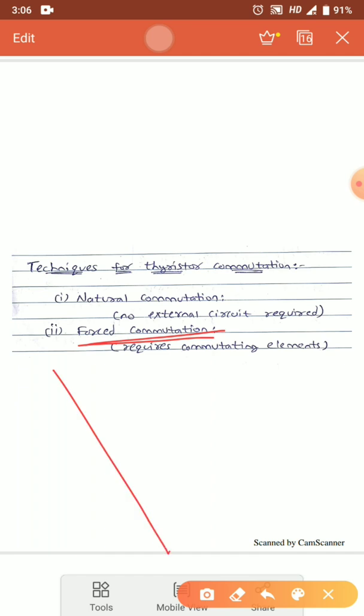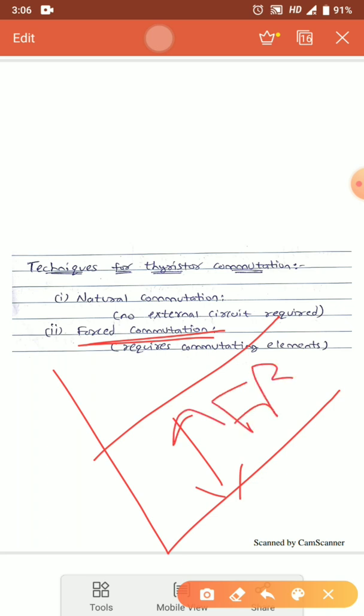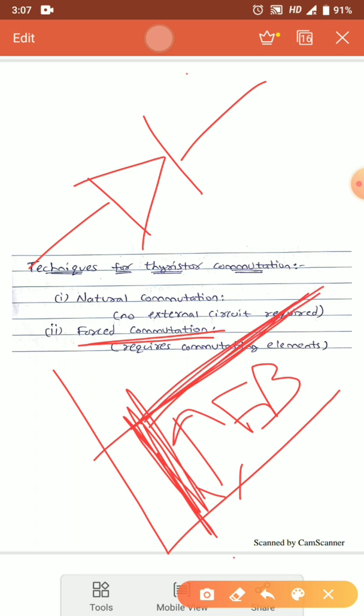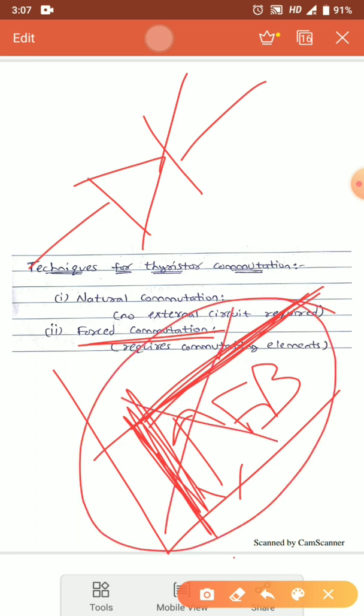Now in forced commutation, for example if I am giving a DC supply, what happens in a DC supply? It is forward biased. For the entire duration the device will remain forward biased. So when I give a firing pulse here, from here I will start getting the output up to the end, that is, till when my DC supply is given, till that time my device will conduct. There is no stopping my device from conduction. If I want to turn off my device, I have to turn off this supply, which is not a desirable characteristic in any circuit.